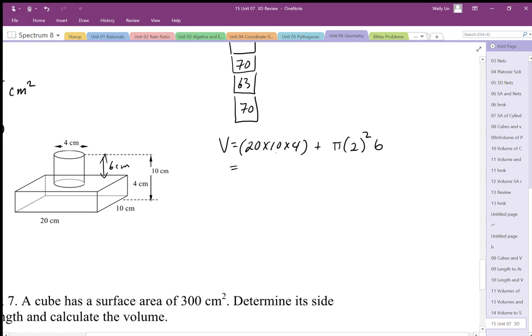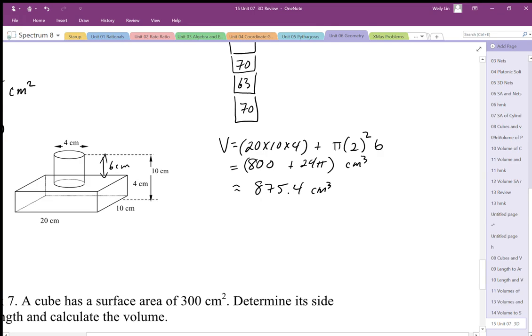Working this out, I get 800 centimeters cubed plus 24 pi centimeters cubed. If you want to convert that to a decimal value, using my calculator, I'm going to get 800 plus 24 pi, and that's going to be 875.4 centimeters. Sorry, this is centimeters cubed because we're talking volume.